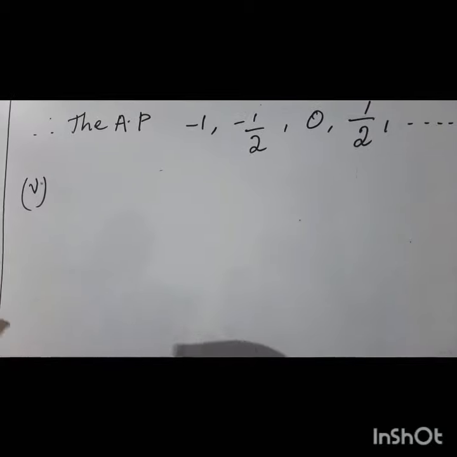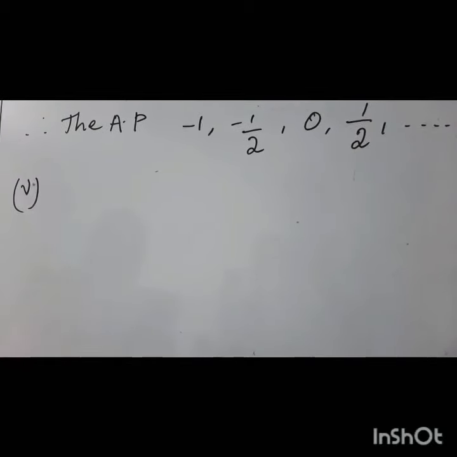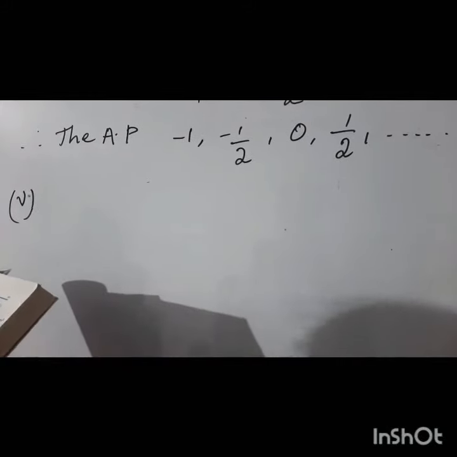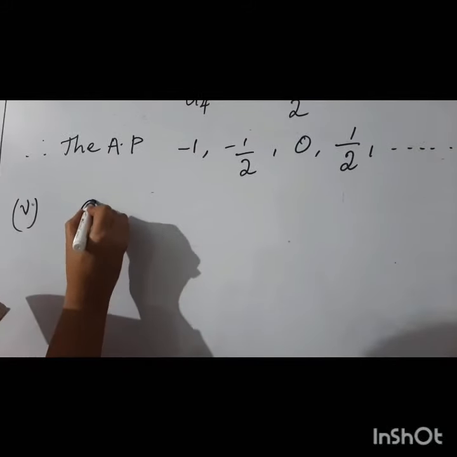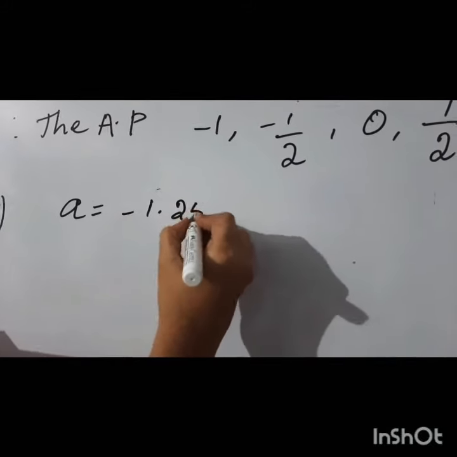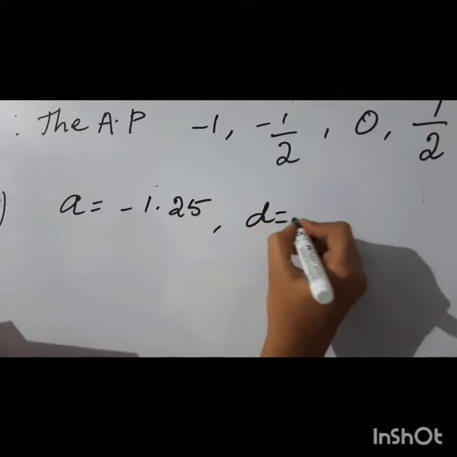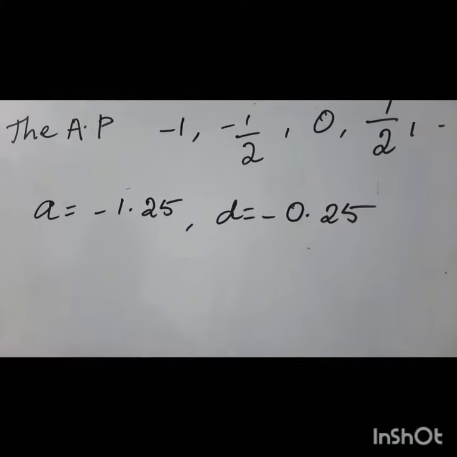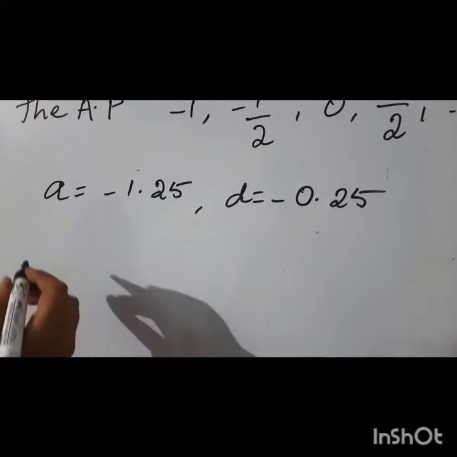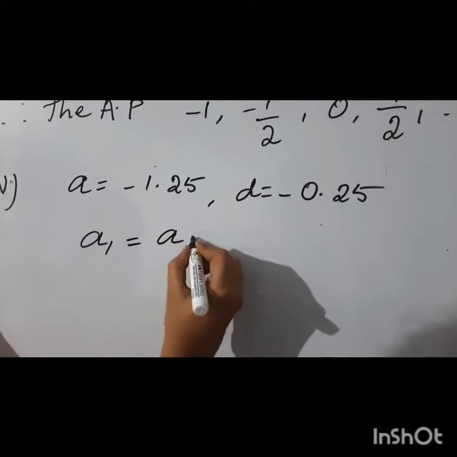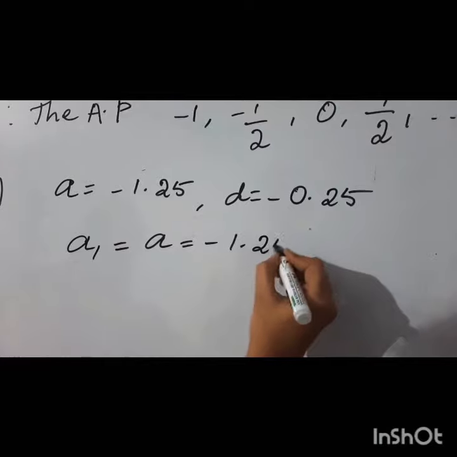Now turn your page to exercise 5.1, that is page number 99. Question number 2, subdivision 5. Check out what is given for the value of A. A is equal to minus 1.25 and D is equal to minus 0.25. Again we are going to find out the first 4 terms of this AP. So what is your first term? That is nothing other than the given A, minus 1.25.